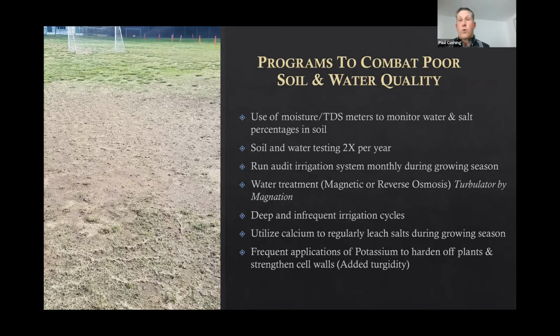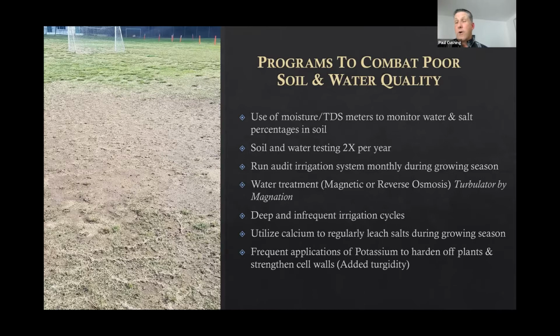So what we like to do is we like to do it early in the spring, do an initial audit once we start irrigating the fields again, and then at least once a month during the growing season. Just a quick run through, a quick manual, just make sure everything's working properly.